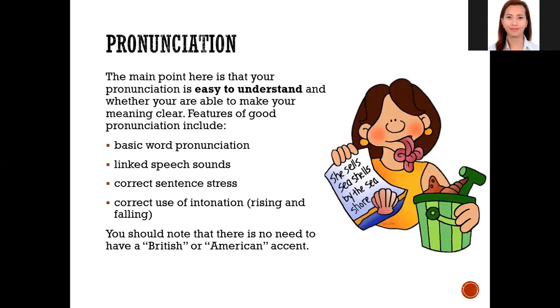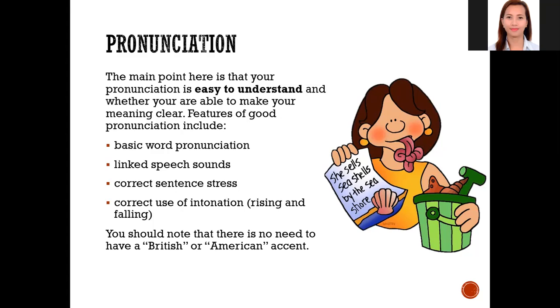Okay, pronunciation. The main point here is that your pronunciation is easy to understand, and whether you are able to make your meaning clear. Features of good pronunciation include basic word pronunciation, linked speech sounds, and correct sentence stress. Okay, for example, you have to stress the word if you are emphasizing the past, or referring to things in the past.